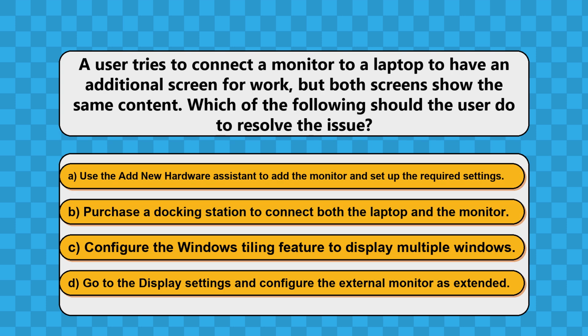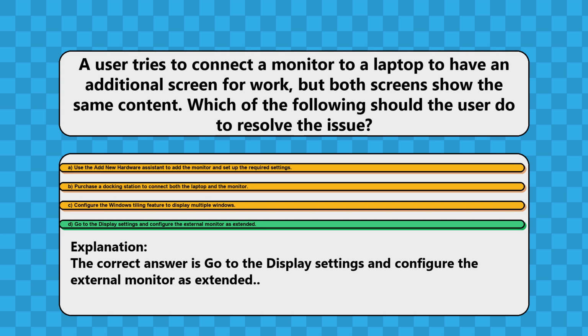Question 37. A user tries to connect a monitor to a laptop to have an additional screen for work, but both screens show the same content. Which of the following should the user do to resolve the issue? Option A, use the Add New Hardware assistant to add the monitor and set up the required settings. Option B, purchase a docking station to connect both the laptop and the monitor. Option C, configure the Windows tiling feature to display multiple windows. Option D, go to the display settings and configure the external monitor as extended. The correct answer is option D, go to the display settings and configure the external monitor as extended.